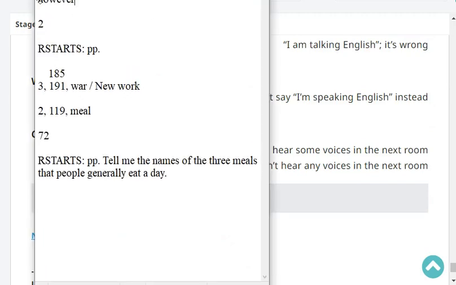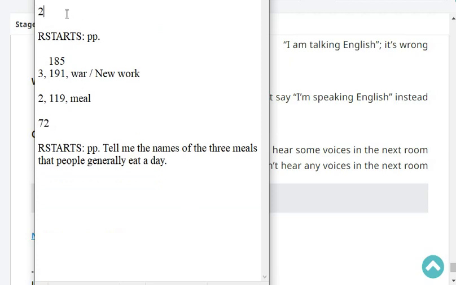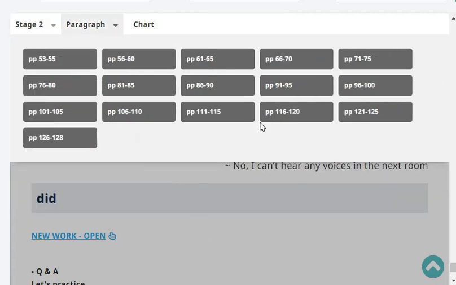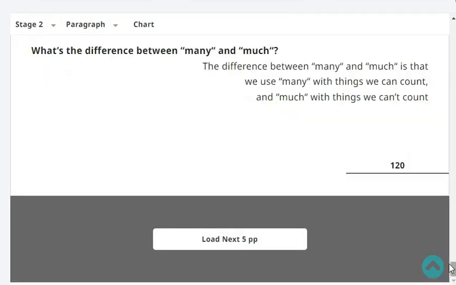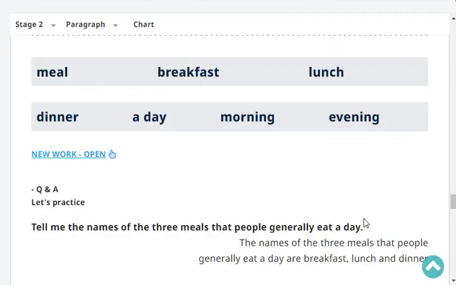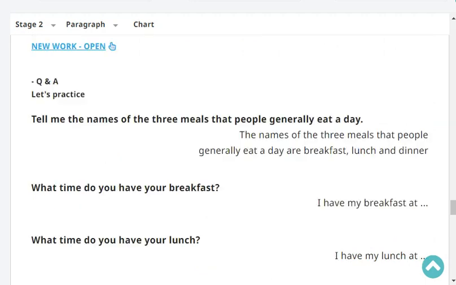Okay, so now let's move on to our reading. Reading is at stage 2, page 119. Last headword was meal. Okay, start with the first question. Tell me the names of the three meals. Breakfast, lunch, dinner. Very good. Tell me the names of the three meals that people generally eat a day.